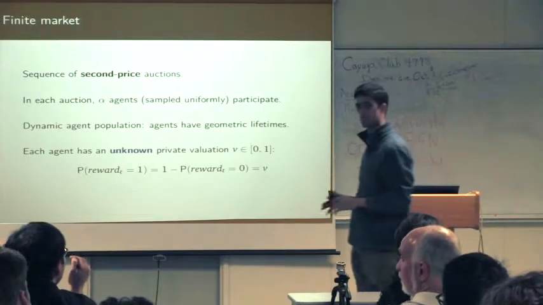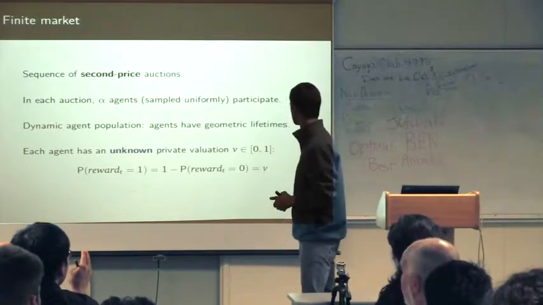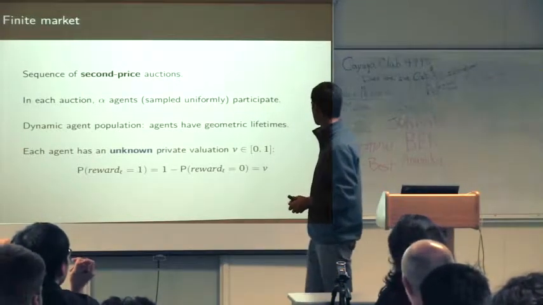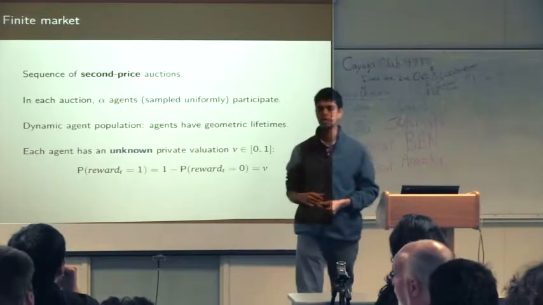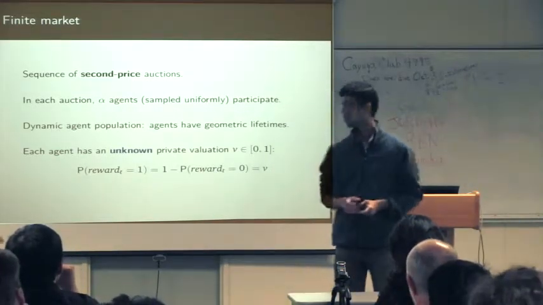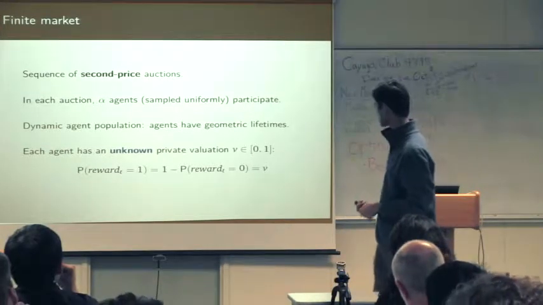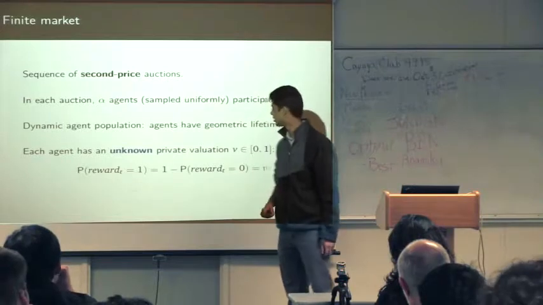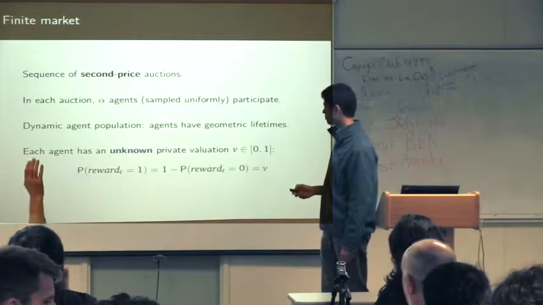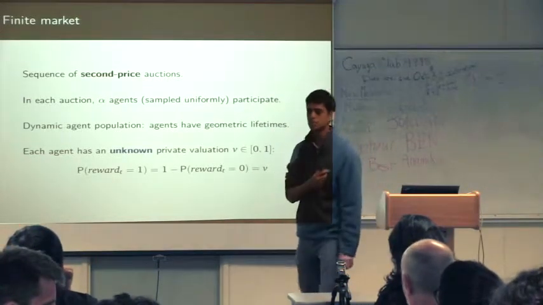Okay, so the valuation is not in between 0 and 1, but just at 0 or 1? No, it's between 0 and 1. It's a real number, between 0 and 1. But this is unknown to the agents. And so this is the quantity that, yep.